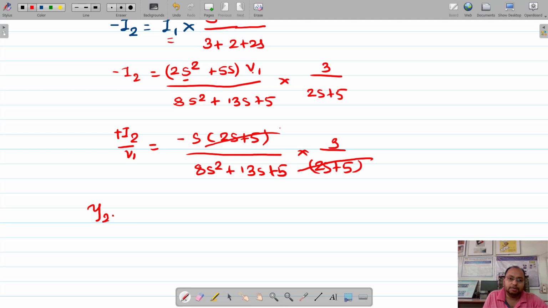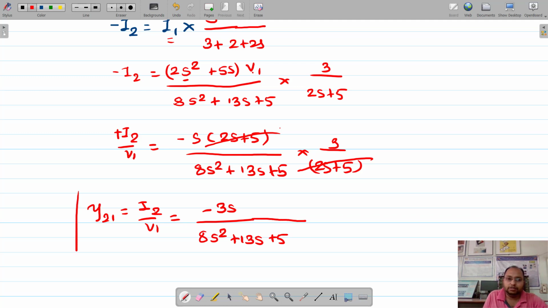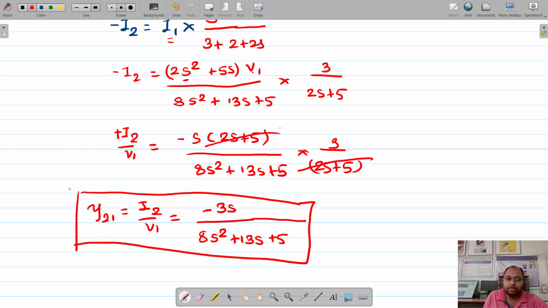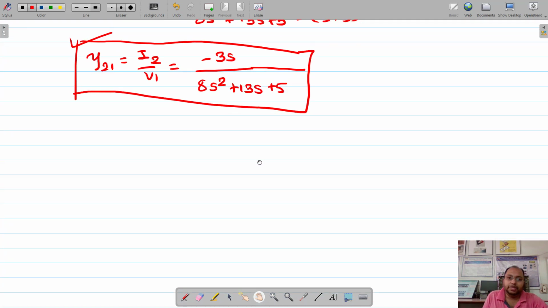So therefore this is nothing but my y21, which is I2 divided by V1, and it is coming as minus 3s divided by 8s square plus 13s plus 5. So this is our y21. This is the second parameter that we have derived. Okay, fine. Now next is what?